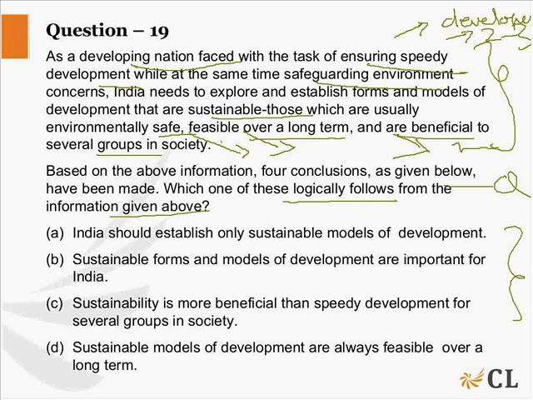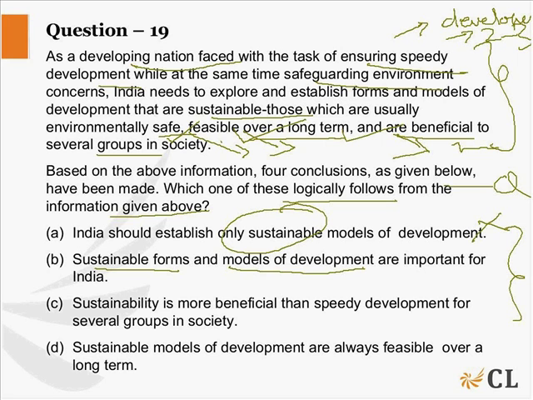Now, first option says that India should establish only sustainable models, whereas we were not talking about only sustainable models. We are talking about environmentally safe, feasible and beneficial to several group models. तो ये option आपका खत्म हो गया. Sustainable forms and models of development are important for India. Yes, that is what it was talking about.